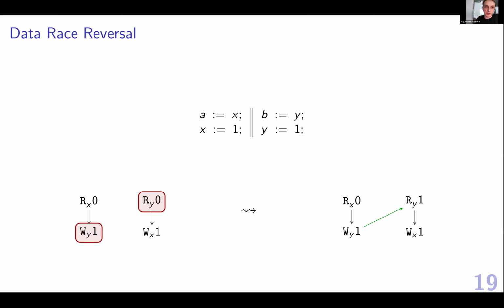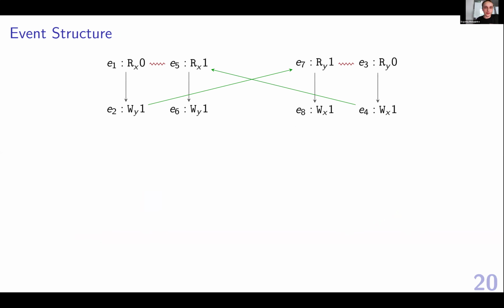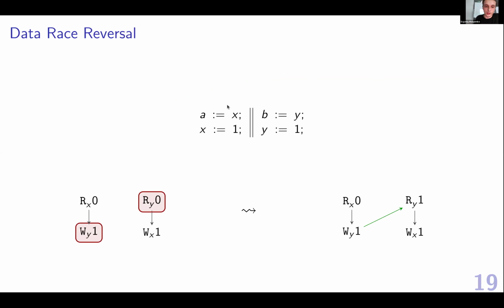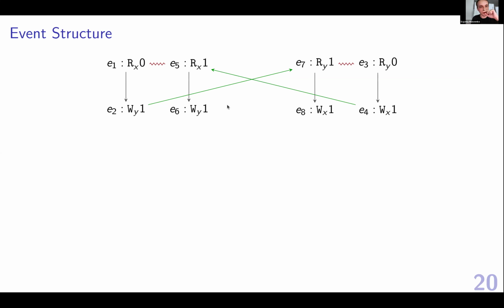The data structure that we are using is an event structure. Initially, event structures were proposed as a semantic model for concurrent programs. The point is that a single event structure encodes all of the possible events of the program and the relationships between them. So for example, here we can see an event structure for the program shown here.